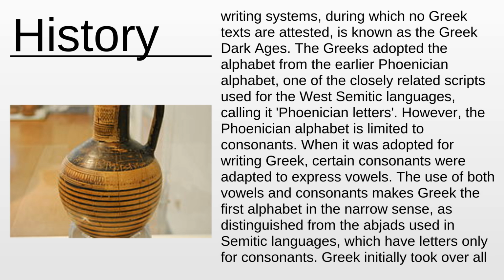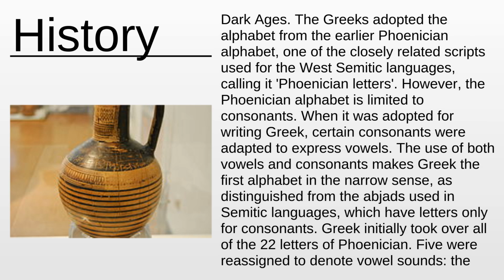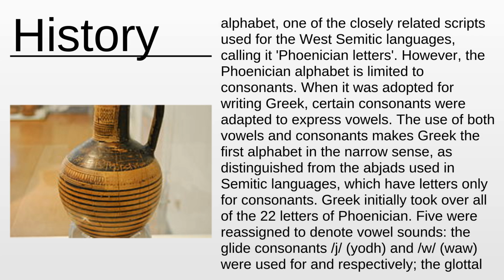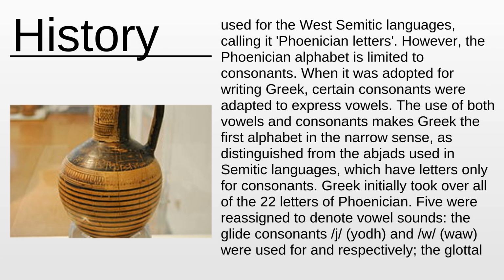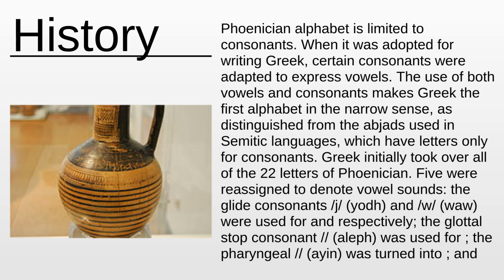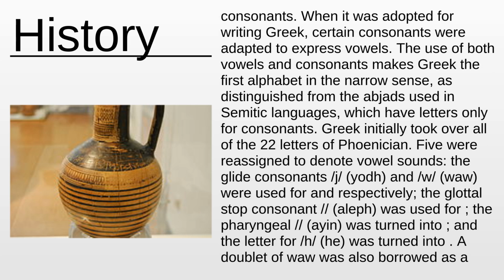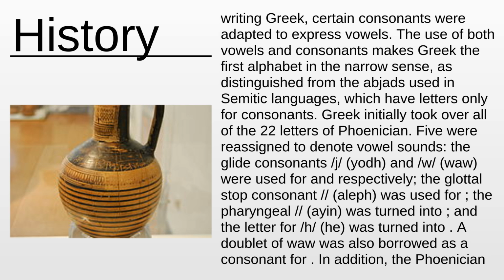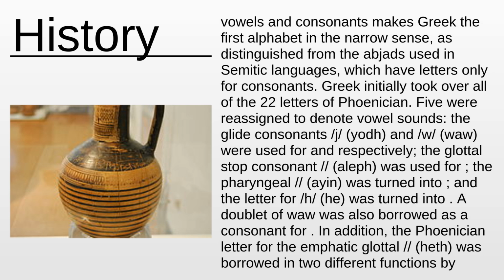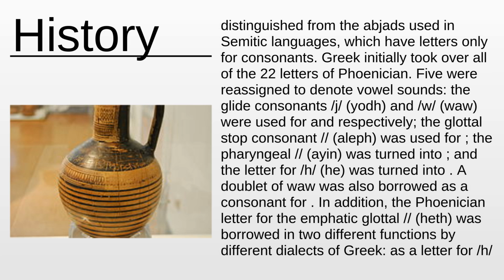The Greeks adopted the alphabet from the earlier Phoenician alphabet, one of the closely related scripts used for the West Semitic languages, calling it Phoenician letters. However, the Phoenician alphabet is limited to consonants. When it was adopted for writing Greek, certain consonants were adapted to express vowels. The use of both vowels and consonants makes Greek the first alphabet in a narrow sense, as distinguished from the abjads used in Semitic languages, which have letters only for consonants.